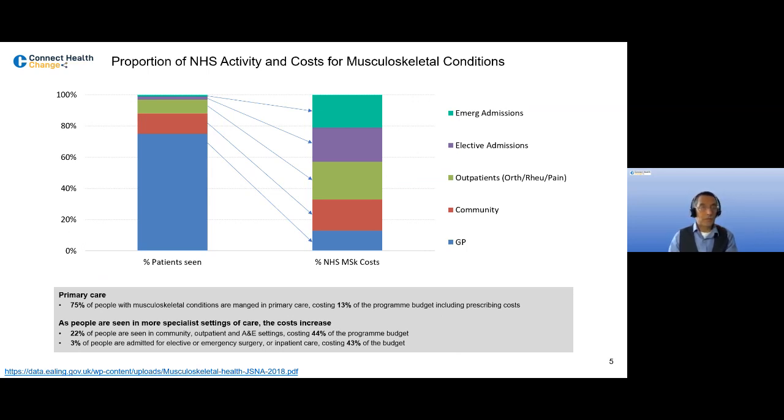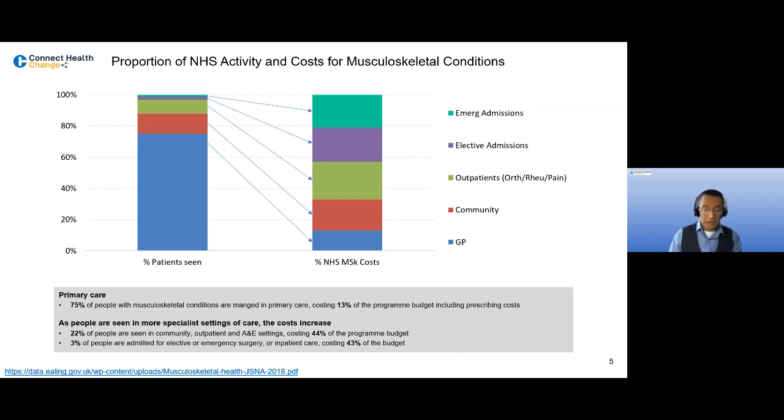And what we can see from this chart is that as people move through more specialist settings of care, the costs increase. So 22% of people are seen in community, outpatient and A&E settings, costing 4% of the programme budget. And 3% of people are admitted, either for elective or emergency surgery or for inpatient musculoskeletal conditions, and this costs 43% of the budget. We need to bear this in mind as we discuss the context for transforming pathways of care.